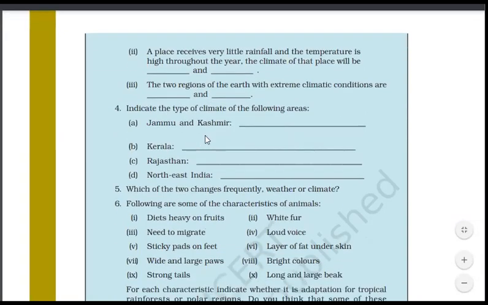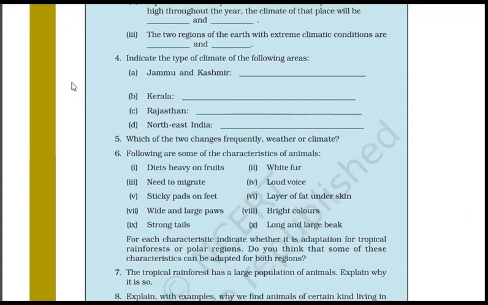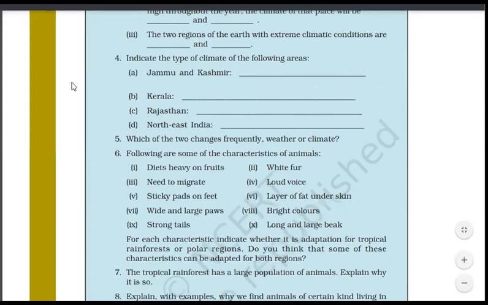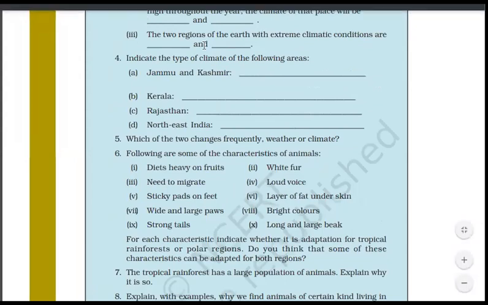Now, tell me which of these regions falls into this. Jammu and Kashmir. What is the climatic condition? Cold and dry. Okay? Jammu and Kashmir, cold and dry. Kerala, hot and humid. Yes, hot and humid. Rajasthan, hot and dry. Yes, hot and dry. Very good. Northeast India, cold and wet. Cold and wet.